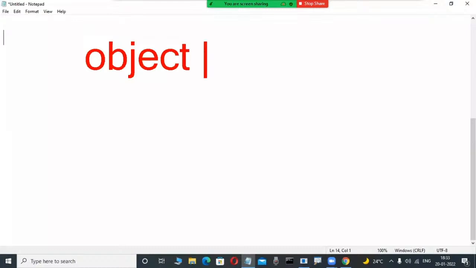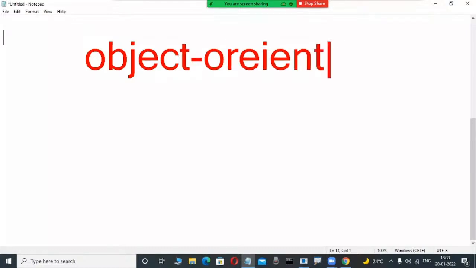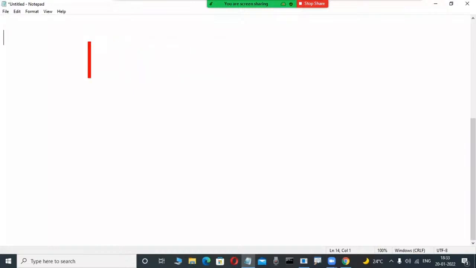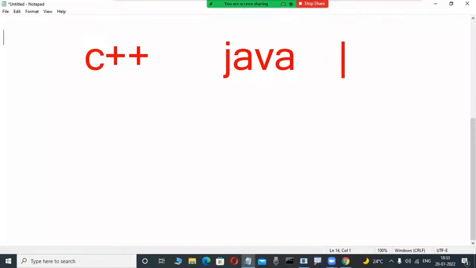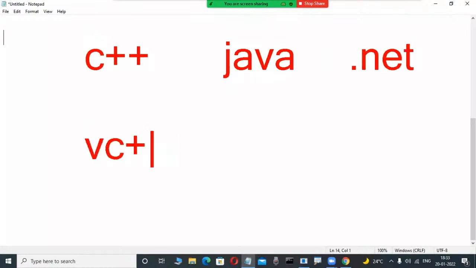Suppose there are so many object-oriented languages. Okay, a little bit of technical knowledge is there. Object-oriented languages exist worldwide. Maybe so many fellows have an idea, no? What are the object-oriented languages worldwide? C++ is an object-oriented language. Java is a popular object-oriented language. C# .NET is an object-oriented language. VC++ is an object-oriented language. That's why there are so many object-oriented languages.